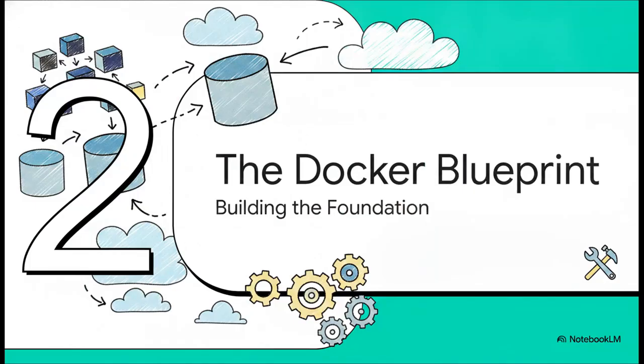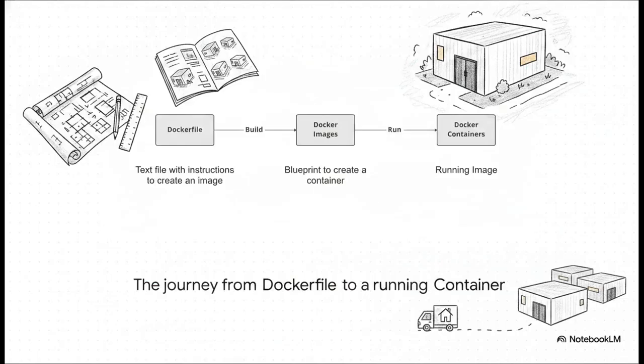Moving right along to section 2, the Docker blueprint, building the foundation. Enter Docker. To really wrap your head around how Docker works, it's kind of like a company building prefabricated houses. The Dockerfile is your blueprint, literally just a text file with instructions. Then the Docker image is the specific house model you pick out of a catalog. And finally, the Docker container is the constructed house you actually live in, running out there in the real world.